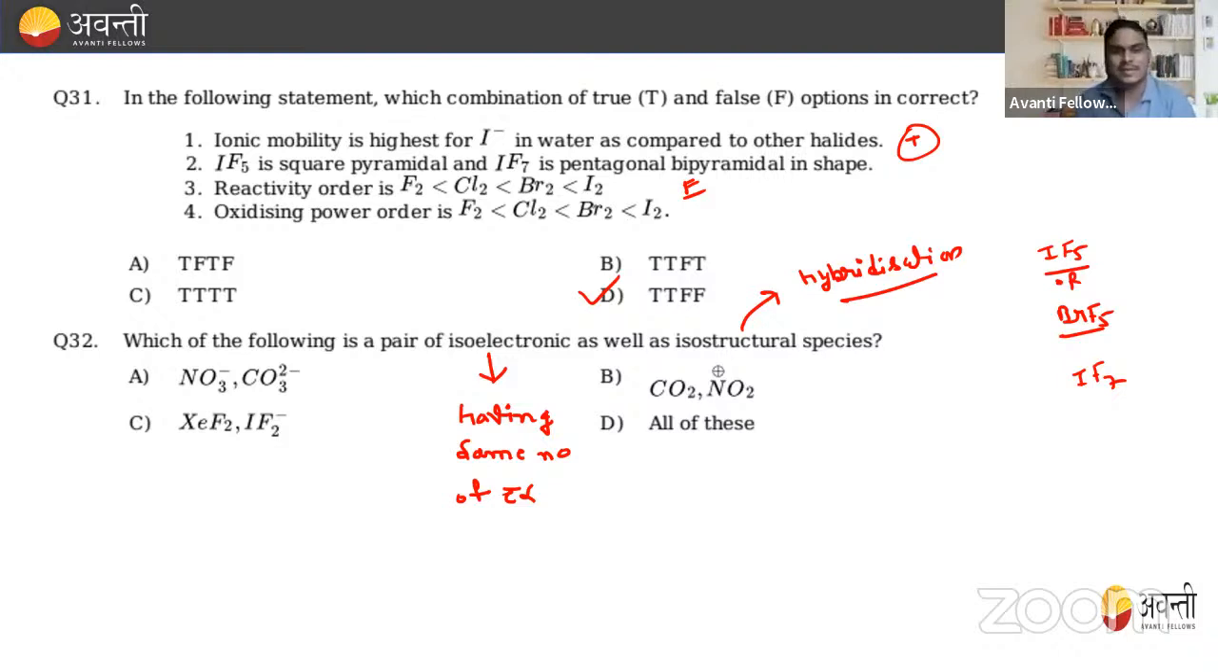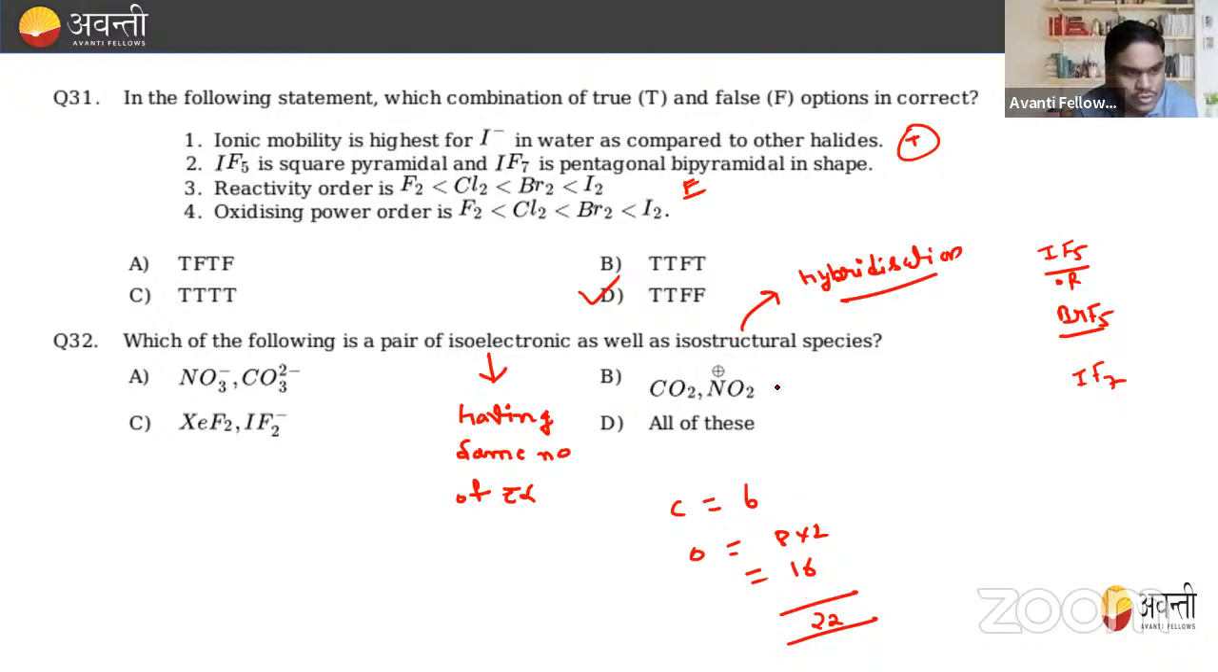Out of these three, let me discuss one. If I'm talking about CO2, how many electrons does CO2 have? We know that C has 6 electrons, and O has 8, so 2 oxygens give 16. 16 plus 6 is 22. So there are 22 electrons in CO2.